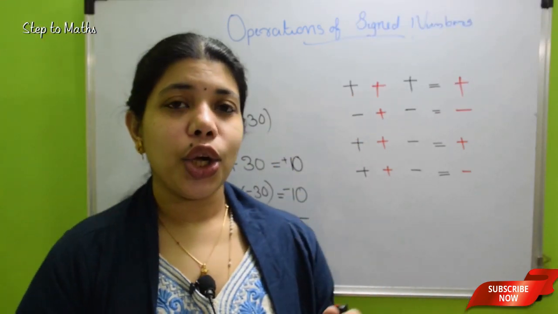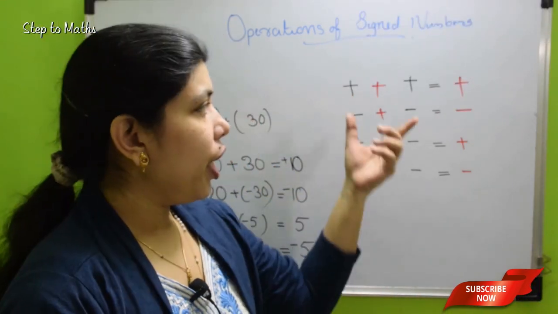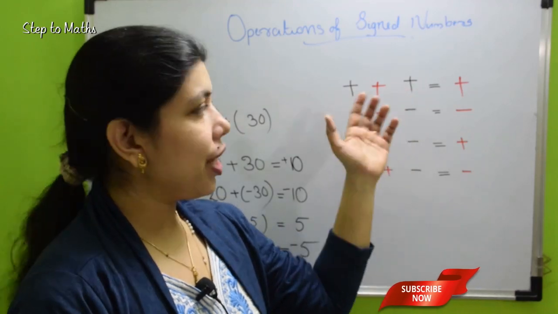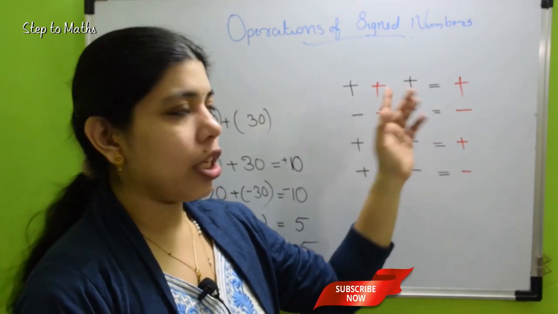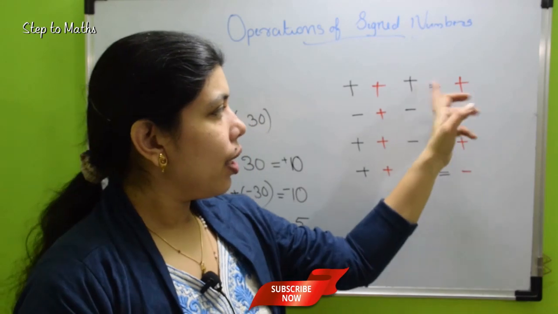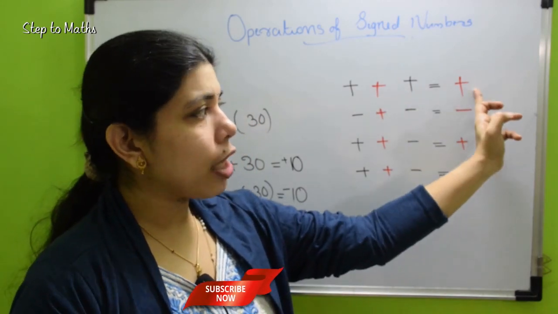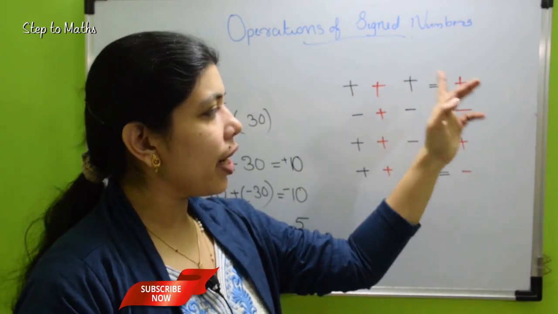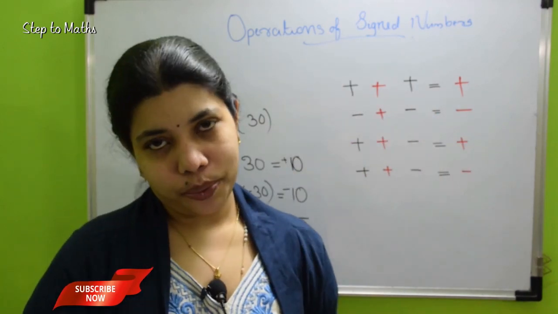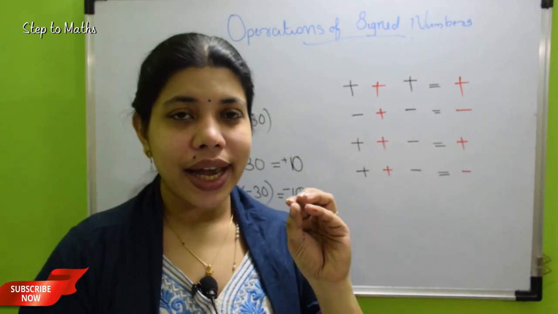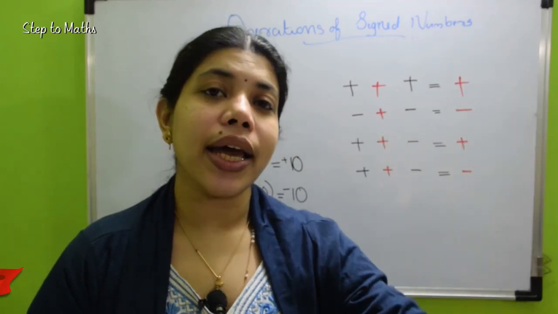Otherwise, we can conclude that if signs are the same, that is, if two numbers are positive, their signs are the same. If two numbers are positive, the sum is positive. If two numbers are negative, the sum is negative. If signs are the same, then the sum has the same sign.